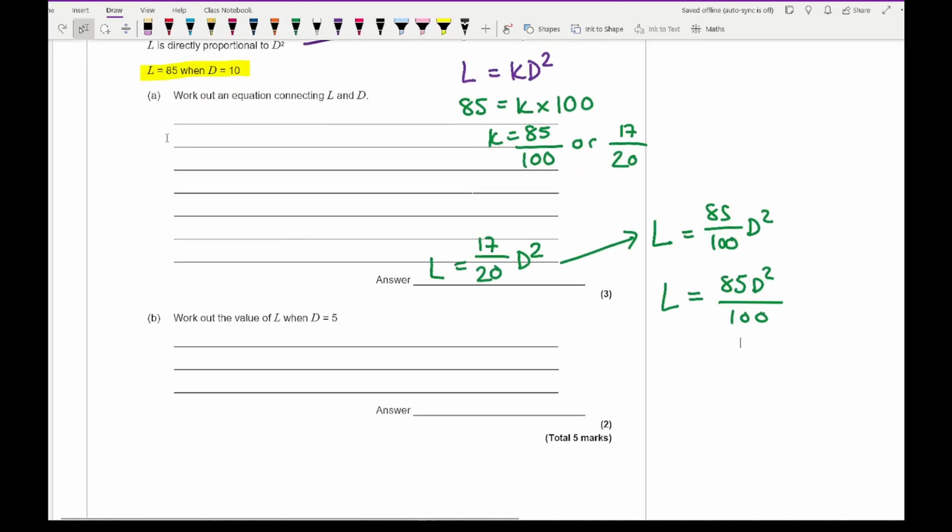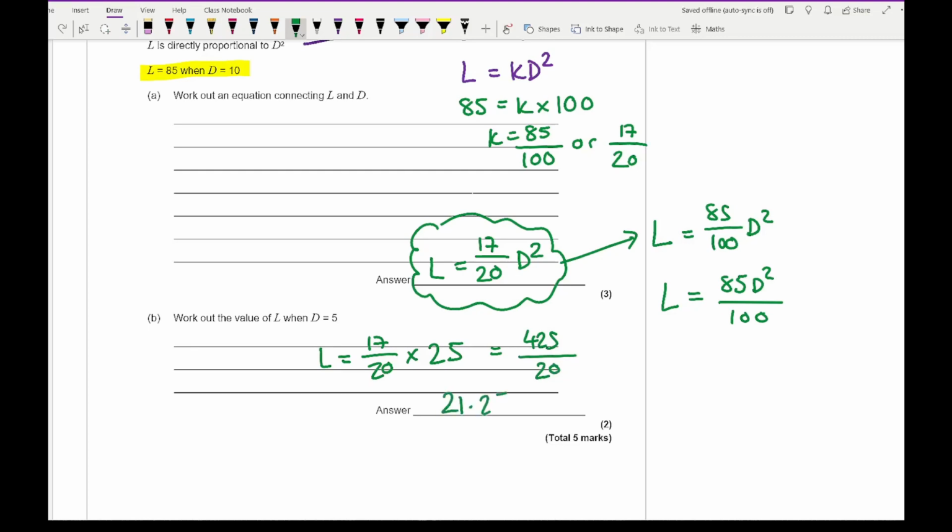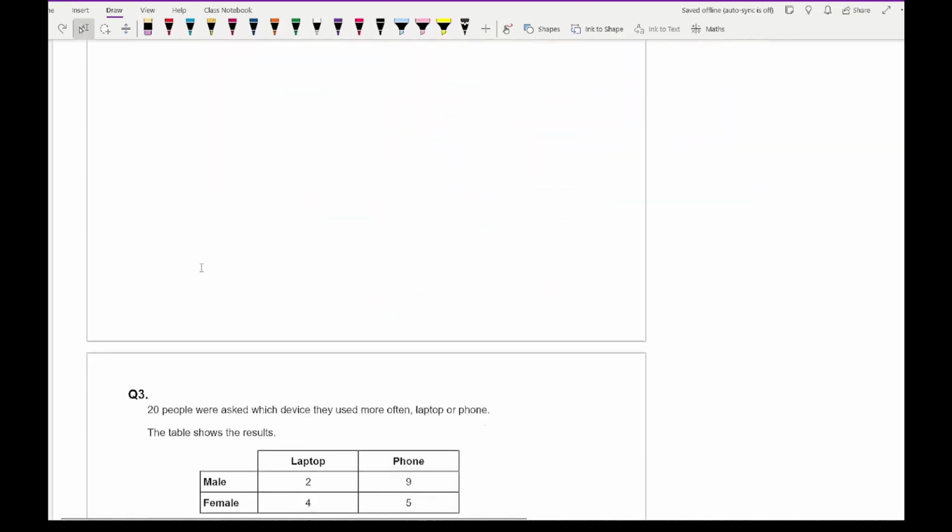The next question then says work out the value of L when D equals 5. So for this, all we need to do is substitute D equals 5 into this formula here. So L equals 17 over 20 multiplied by 25. And again, if I type that into my calculator, or work out 17 times 25, which is 425 over 20, it gives me a final answer of 21.25. And again, if you wanted to give it as a fraction equivalent, that would be absolutely fine as well.